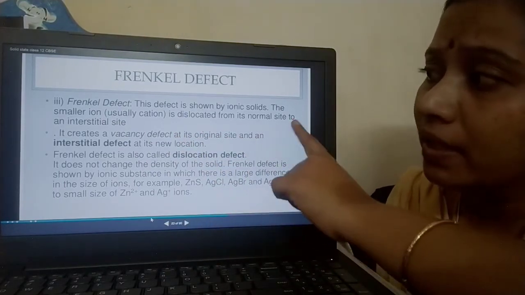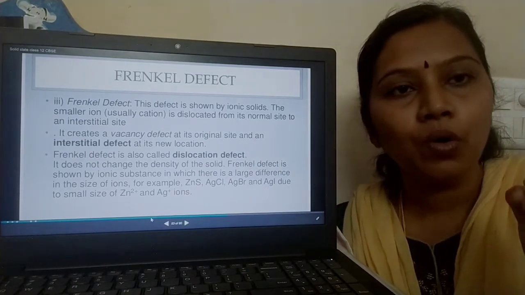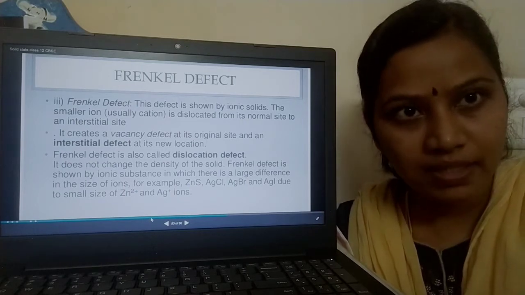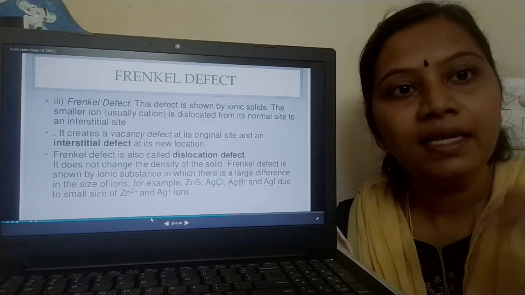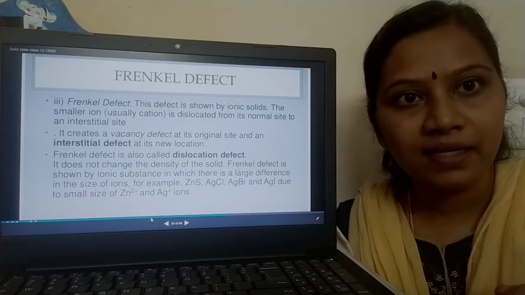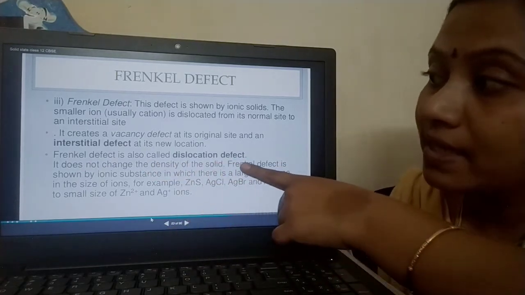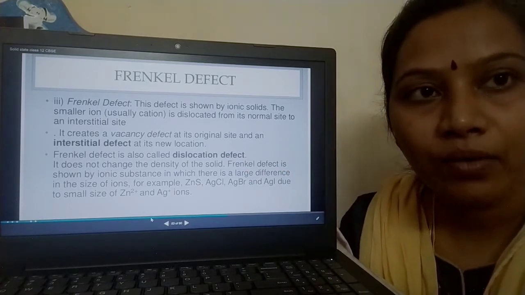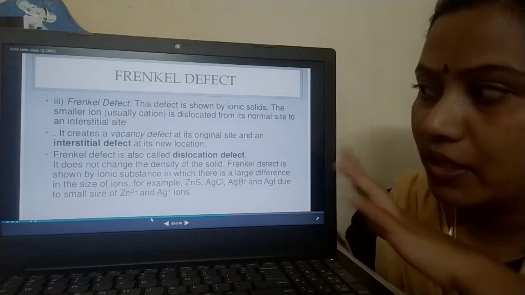Then what happens to the interstitial site? There is an atom, correct? A small atom, especially a cation, has moved from its original site to an interstitial site. As a result, in its original site, a vacancy is created and a new site is created in the interstitial site. So this defect is otherwise called the dislocation defect, because an atom is dislocated from its site to another site.